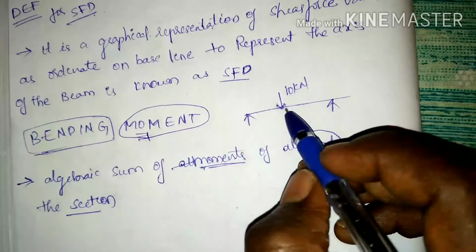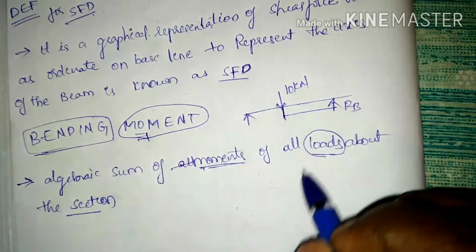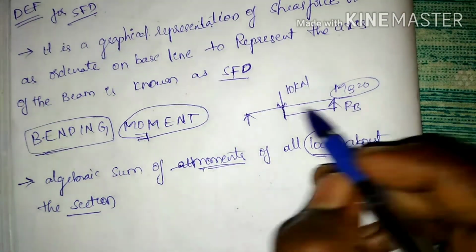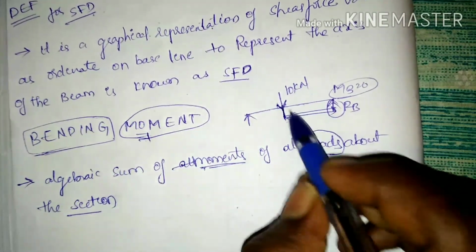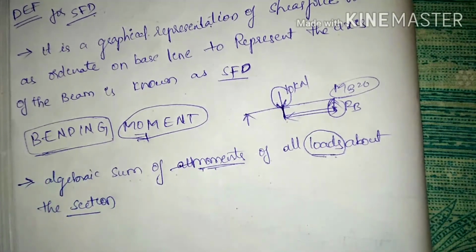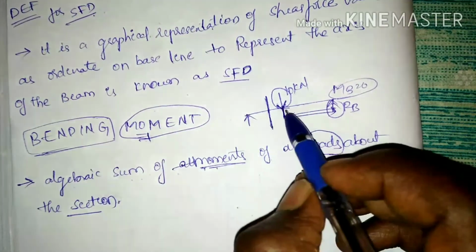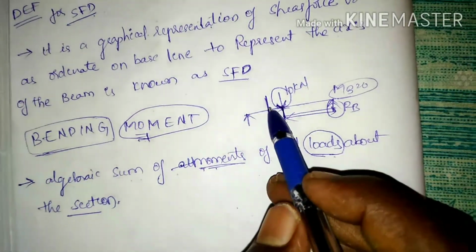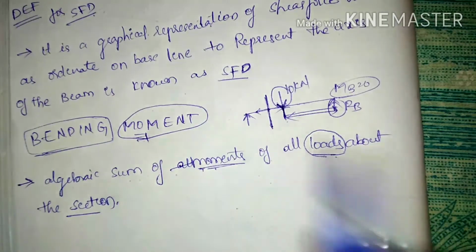Let us assume the moment for this RB reaction: if we take the moment about B equal to 0, then we take the moment about B, so 10 kN into the distance. This is according to the algebraic sum of moments of all the loads on the beam or at the section. If you consider from the section only up to here, we have to take only the loads after this section. We should not consider the other loads which are not on the section.